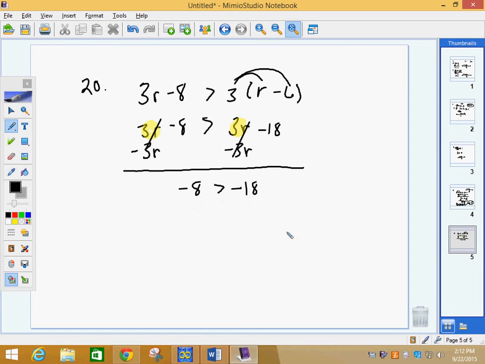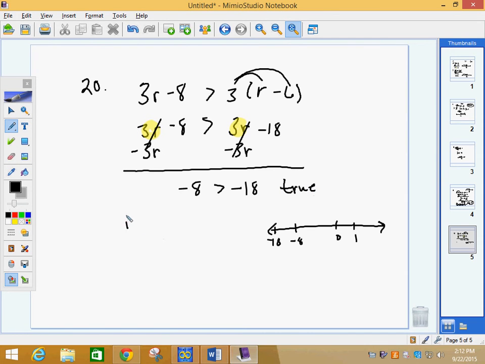And some may struggle with this, but if you think about a number line where you have 0 here and then 1 here to the right, well, if you go further to the left, you'll have negative 8, and then further on down, you'll have negative 18. So negative 8 is larger than negative 18. So this is a true statement.